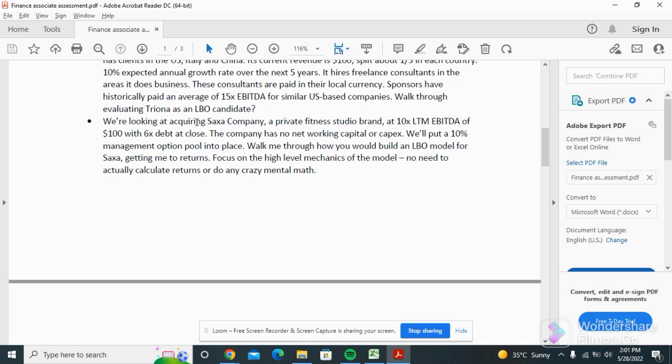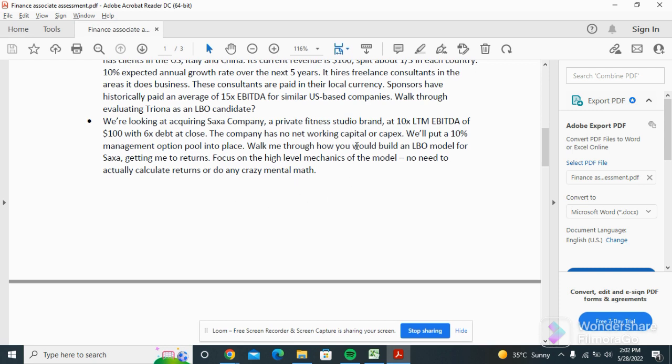The Saxa company is basically acquired at 10 times the last 12 months of earnings before interest and tax of $100, with 6 times debt at close. The company has no net working capital or capex. At the initial time, it has no working capital or capital expenditure. Secondly, we have put a 10% management option pool into place. So the question is: walk through how you would build an LBO model for Saxa, getting me to returns.